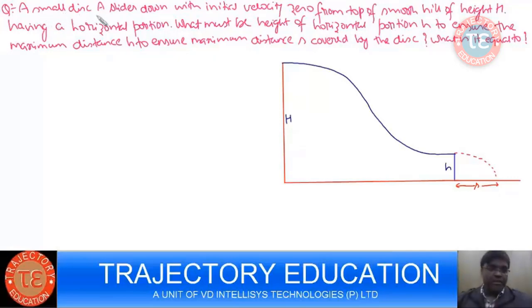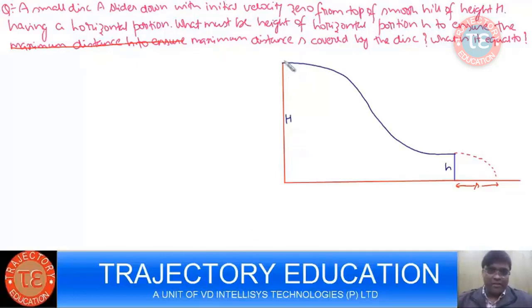See this problem. A small disk A slides down with initial velocity 0 from the top of a smooth hill of height H, having a horizontal portion. What must be the height h of the horizontal portion to ensure the maximum distance s covered by the disk? What is it equal to?